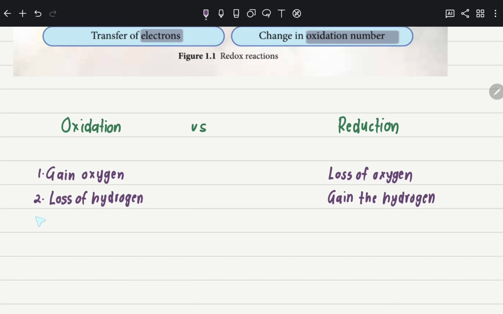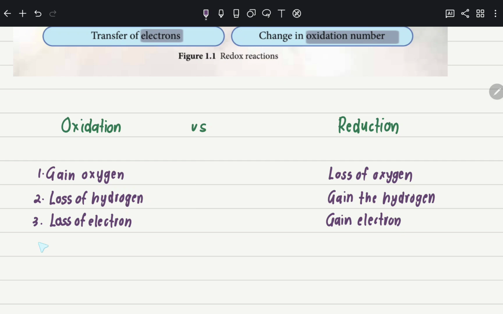Okay, then oxidation in terms of electrons. Oxidation lost electron ke ataupun gain electron? Okay, oxidation ni dia senang tau. Dia hydrogen and electron dia always akan lost in oxidation. So loss of electron. Then kalau in reduction dia gain electron.